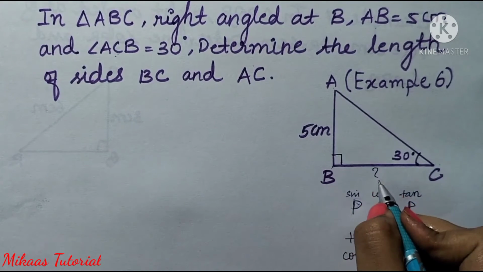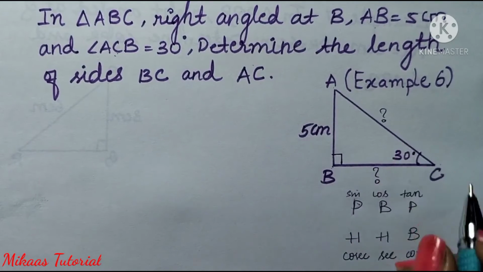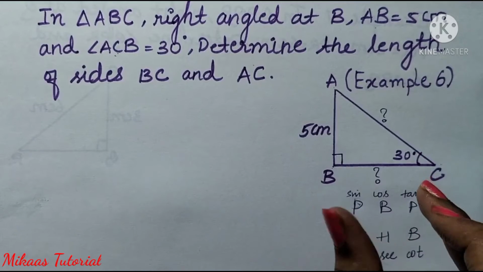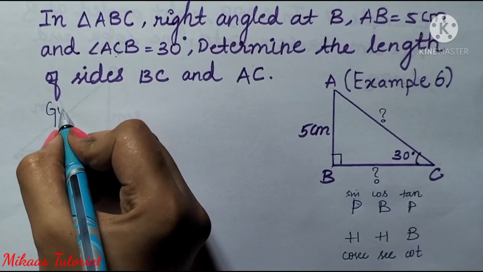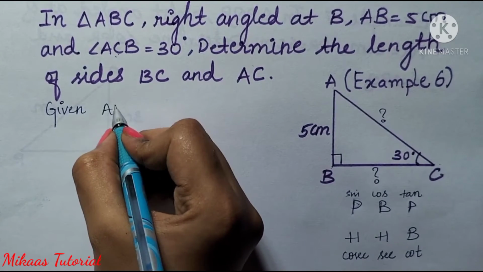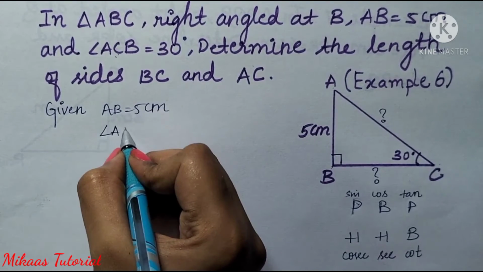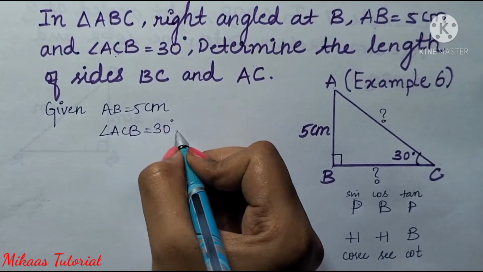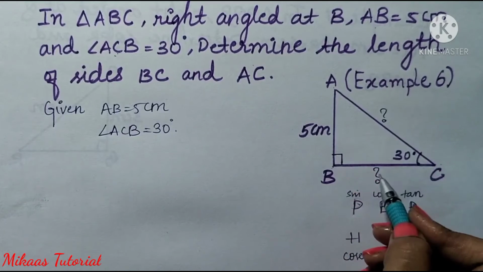You have to find the length of BC and also the length of AC. These are our two find-outs, what we have to find in this question. So first we will write what is given in the question. We have only two givens: AB is 5 centimeter and angle ACB is 30 degrees. Keeping these two in mind, we have to calculate these two sides.